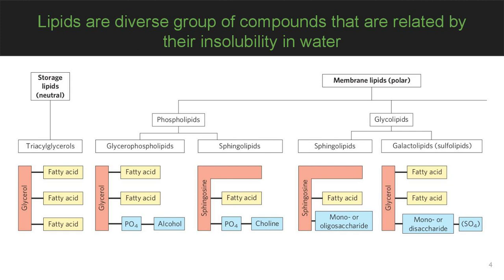Glycerophospholipids contain glycerol, two fatty acids, a phosphate group, and alcohol. Sphingolipids contain sphingosine, alcohol, one residue of fatty acid, a phosphate group, and choline. Glycolipids could be divided into two groups, sphingolipids and galactolipids. Sphingolipids can also contain sphingosine, fatty acid, and mono- or oligosaccharide. Galactolipids contain glycerol, two residues of fatty acids, a mono- or disaccharide, and a sulfate group.